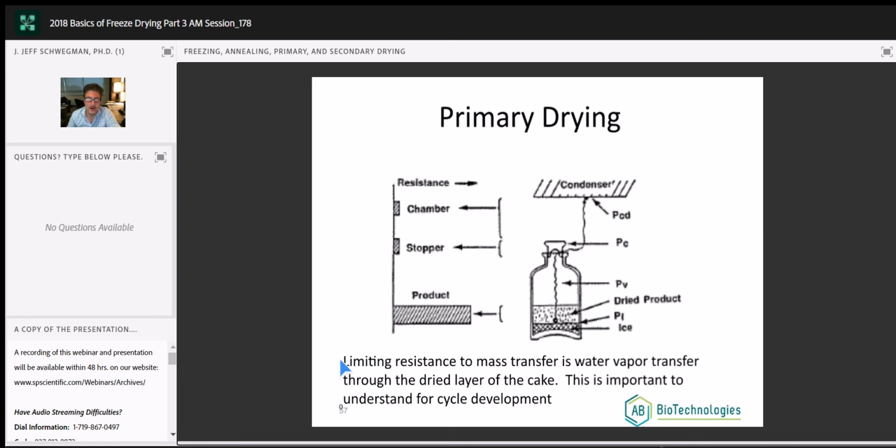And again, what we find here, same thing we did with heat, the largest resistance we see to getting water vapor out is the dried layer. So as development scientists, this is something we control. Don't fill your vials more than half full. You get this huge slug of dried layer on top that makes it hard to get the water vapor out, and don't super concentrate. The more material you put in there, the harder it is for that water vapor to escape.